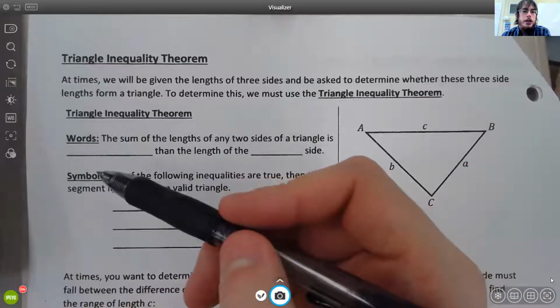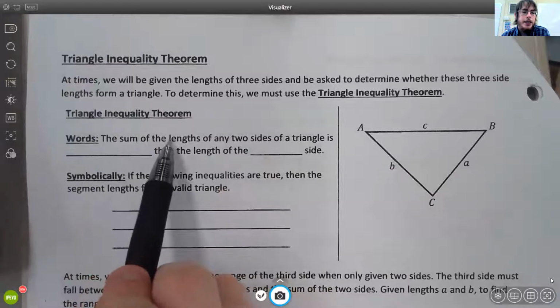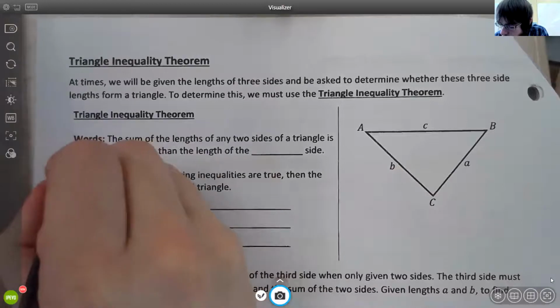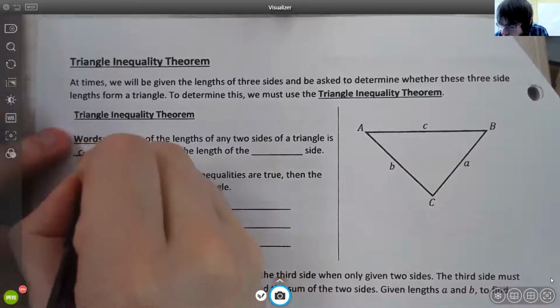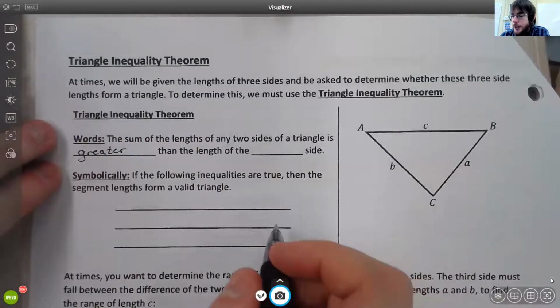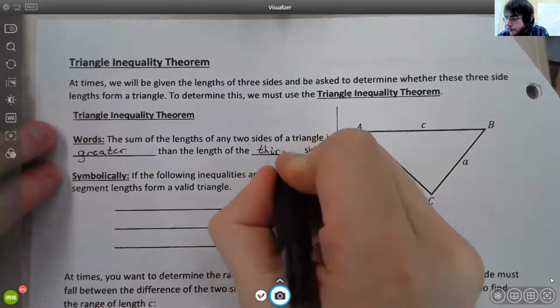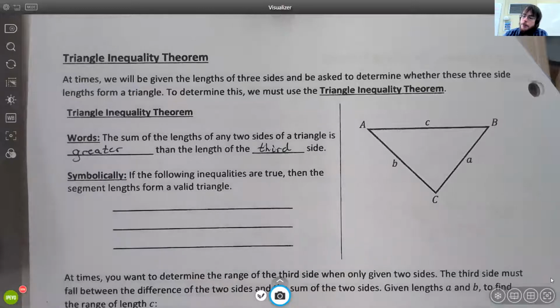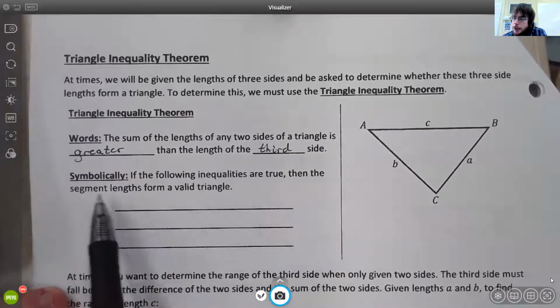So the triangle inequality theorem says that the sum of the lengths of any two sides of a triangle is greater than the length of the third side. Okay, so if you have two sides, and you add them together, they have to be larger than the third side, and that has to be true for every single one of them. So there are three different inequalities. So if the following inequalities are true, then the segment lengths form a valid triangle.